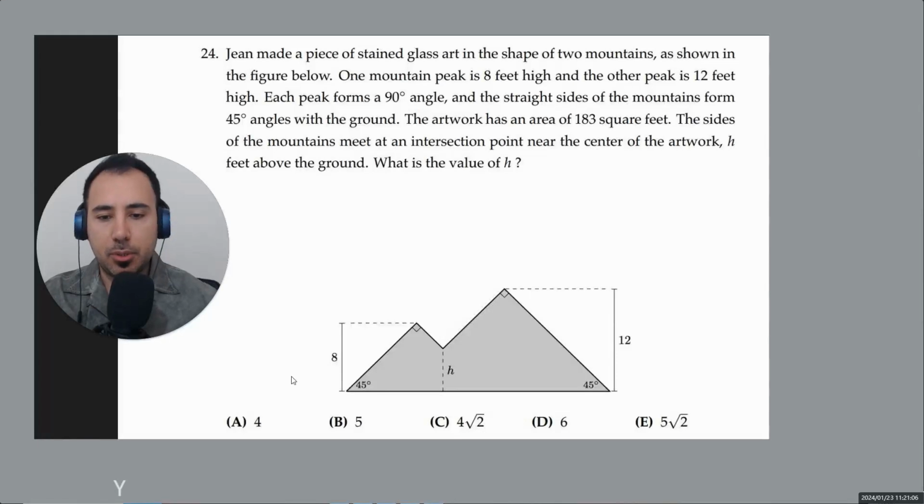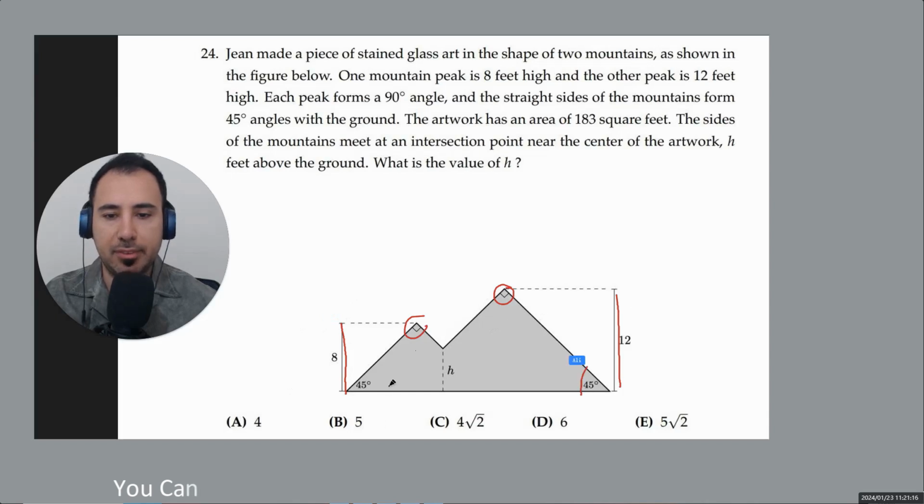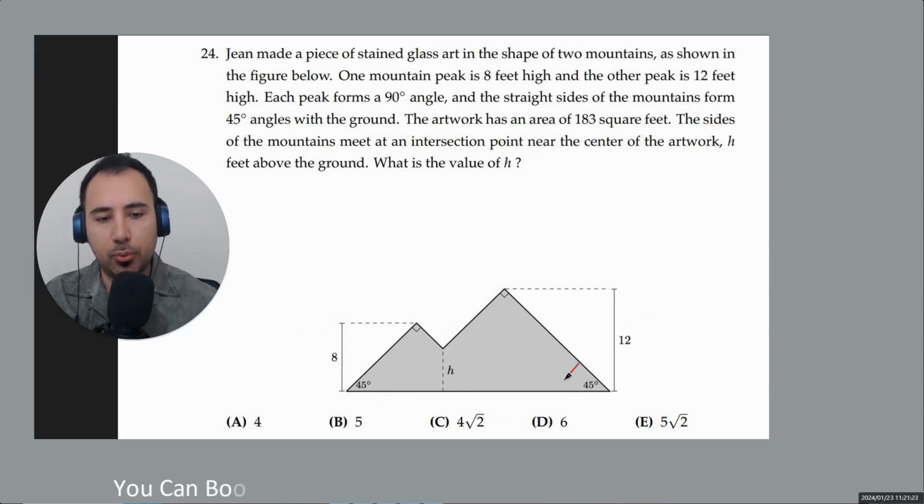Okay, let's review the question together. This one is 8 feet high. This one is 12. There are going to be two 90-degree angles here, 145, 145. The only extra piece of information here that is not in the picture is the total area. All of this area is actually 183 units, or square feet.